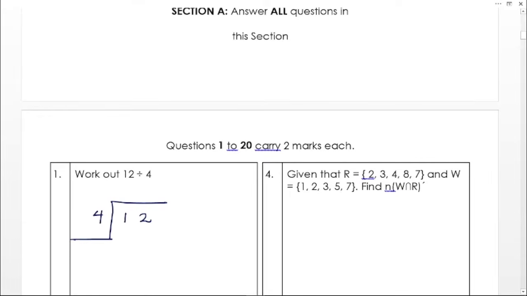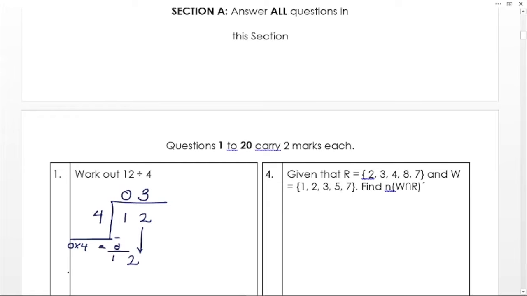So how many 4s are in 1? No 4s. Then we remain with our 1. So we pull this one and bring it here to make this number bigger. So it is now 12. How many 4s are in 12? Then we are going to have 3 groups of 4s.